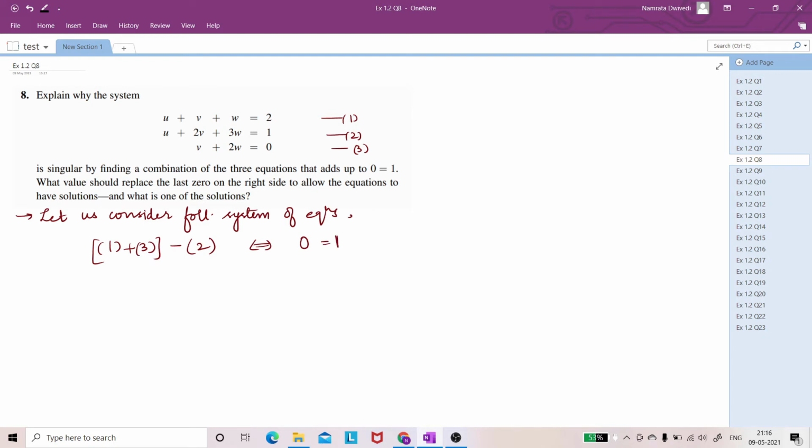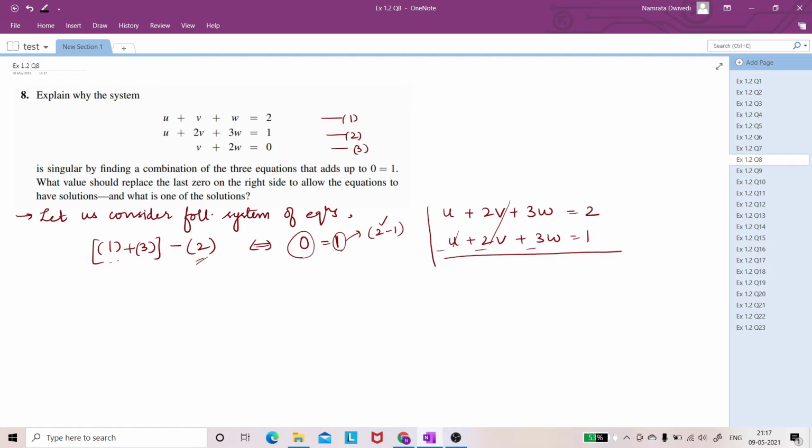True. How? Because this had been subtracted and this one is 2 minus 1. I'll just write it here. 1 plus 3 is, add it, so it is u plus 2v plus 3w, which is equal to 2. And the second equation is u plus 2v plus 3w equals 1. So if we subtract this, we get 0 is equal to 1. So this is what we have got. Therefore the system is singular.